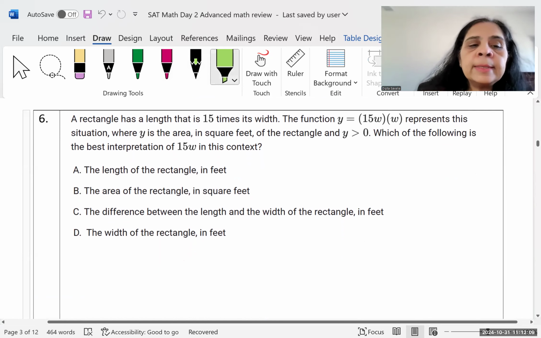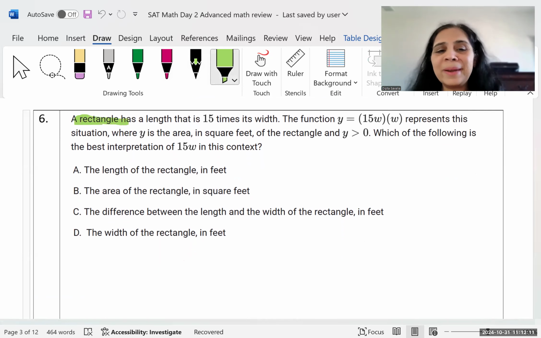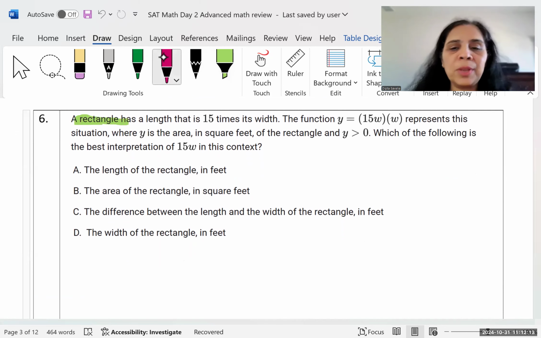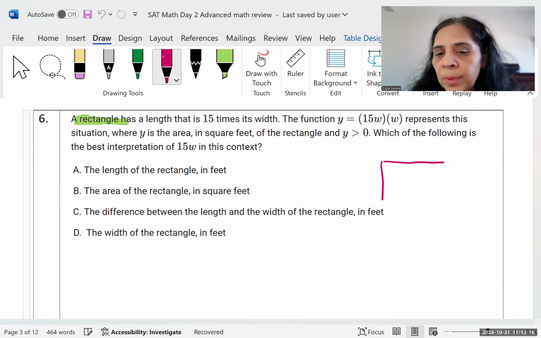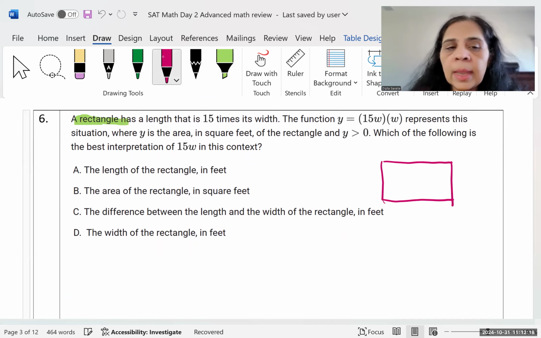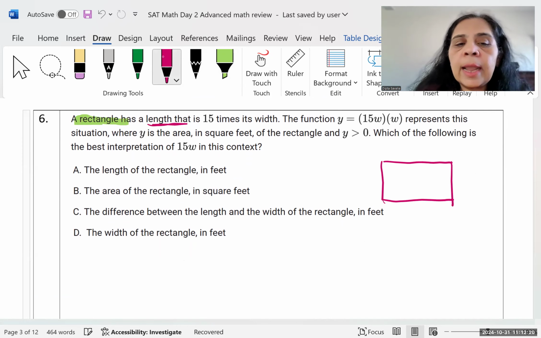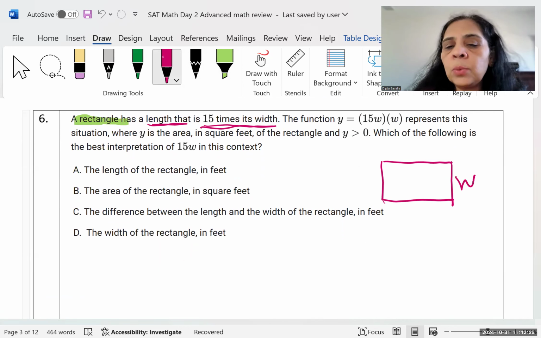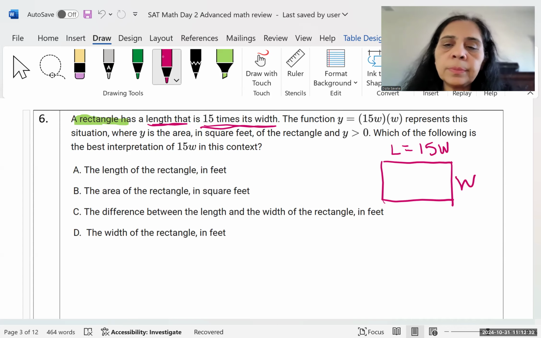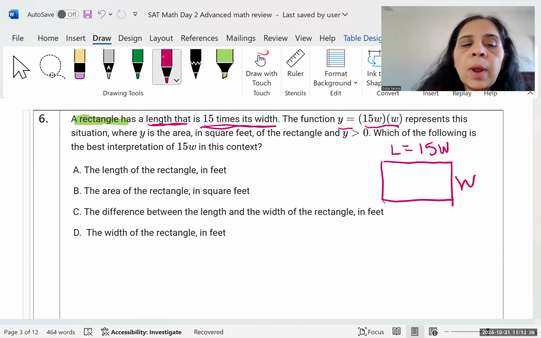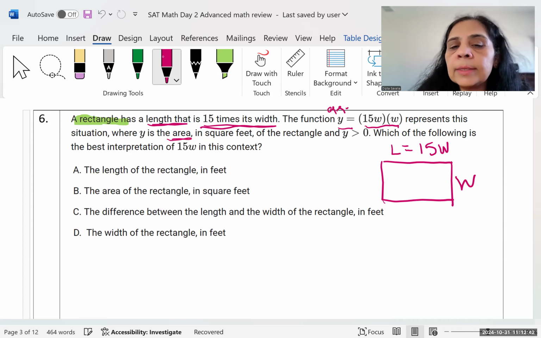Let's see number 6. It says rectangle. We have a geometry figure. Anytime we have one, I will draw the figure first. So we have a rectangle. It says a length that is 15 times its width. So let's say that is the width, and the length is 15 times the width, right? That's what they give you. So the function y = 15w times w represents the situation where y is the area. So we can see that is the area.